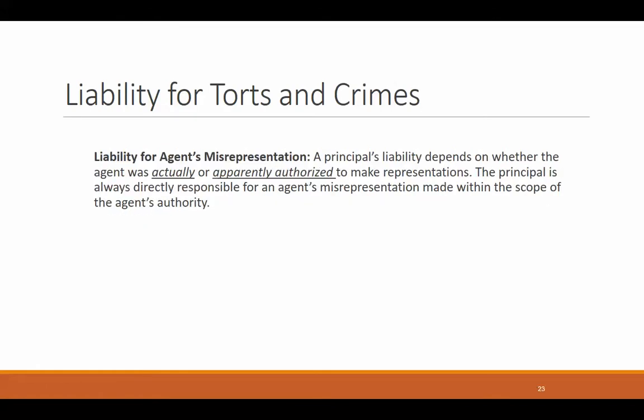Our agent who has a misrepresentation, here it depends on whether that principal actually knew, or if the agent had the authority to make the representation or had the apparent authority to do so. The principal is going to be on the hook if there's direct responsibility, if it's within the agent's authority. But sometimes even if it's beyond the authority of the agent, if it's apparently authorized, then our principal can be held liable.